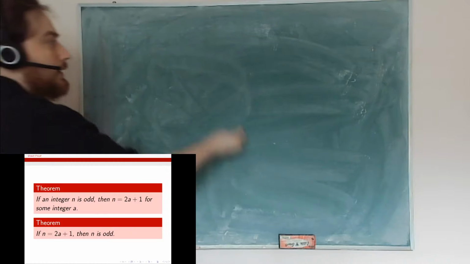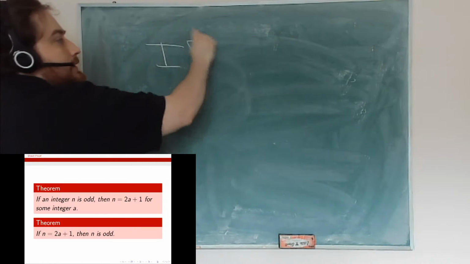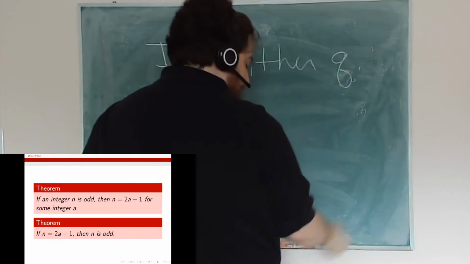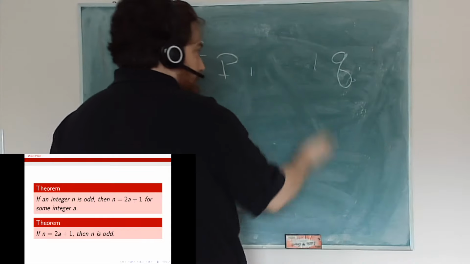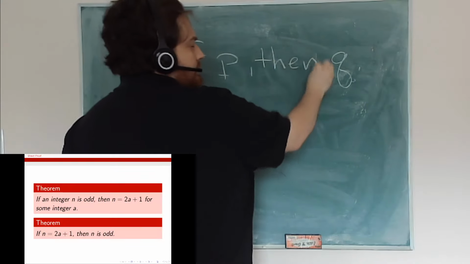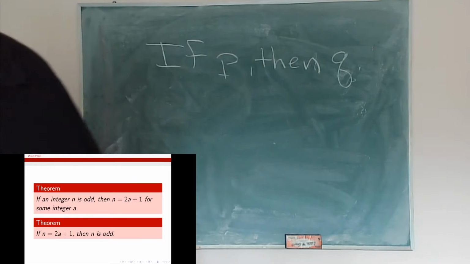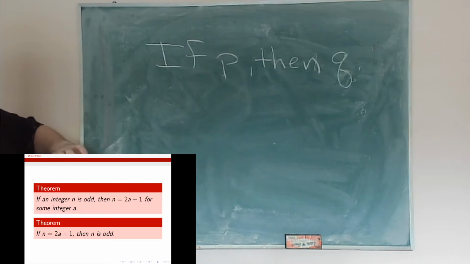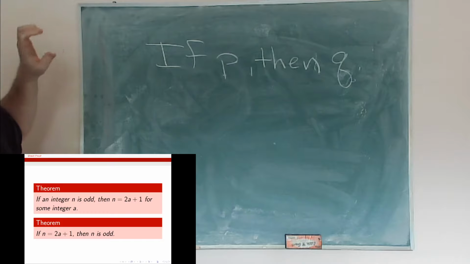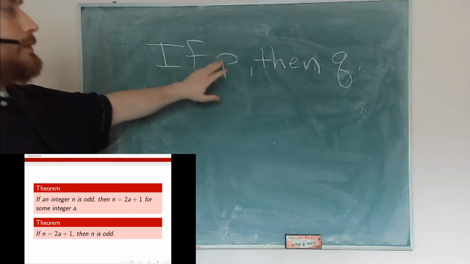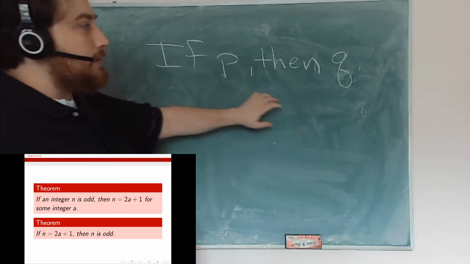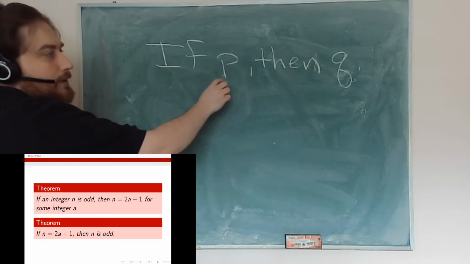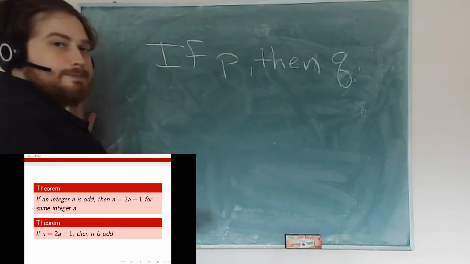But what I want to point out here is that we have an if-then statement. So if P, then Q. If we remember back to our logic, in general, an if-then is true if P is true and Q is true, or P is false and Q is true, or P is false and Q is false. So the only way this is false is if P is true and Q is false.